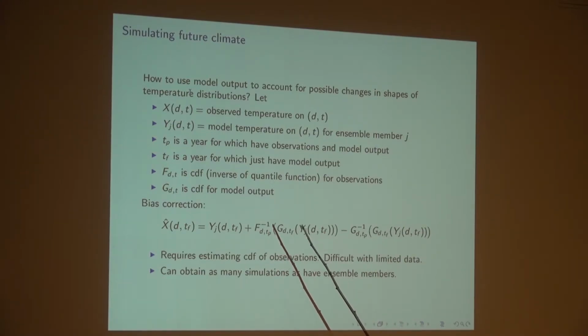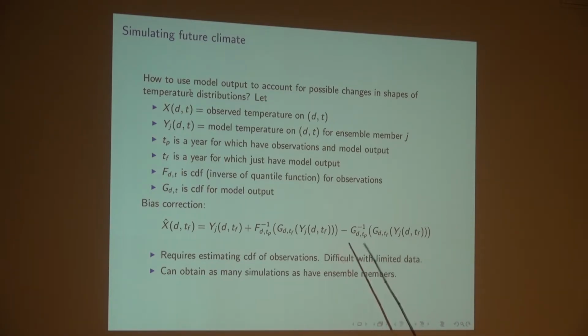Okay, and for not necessarily good reasons, instead of defining the quantile function, I'm going to define the cumulative distribution function, which is just the inverse of the quantile function. I'm going to use F for the cumulative distribution function of the observations, and G for the cumulative distribution function of the model output. And now this does not depend on J, right? We're assuming that the statistical law of the climate doesn't depend on the initial conditions. So G does not depend on J.